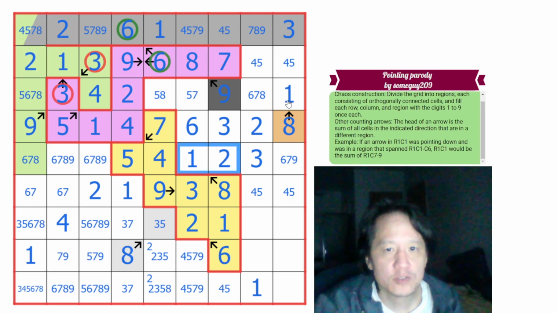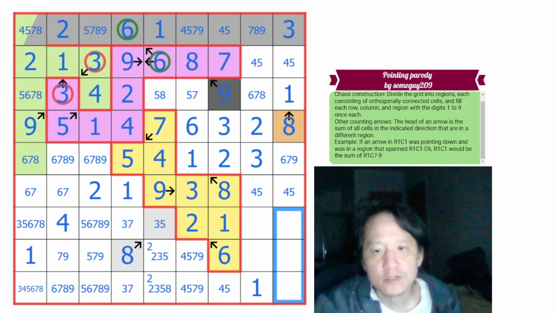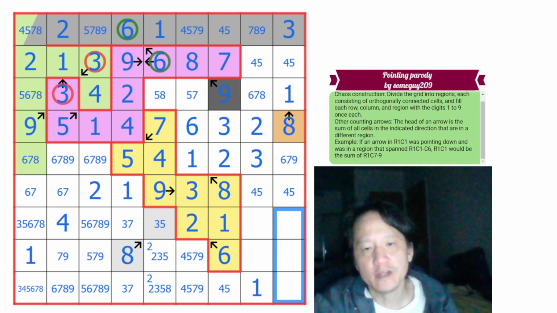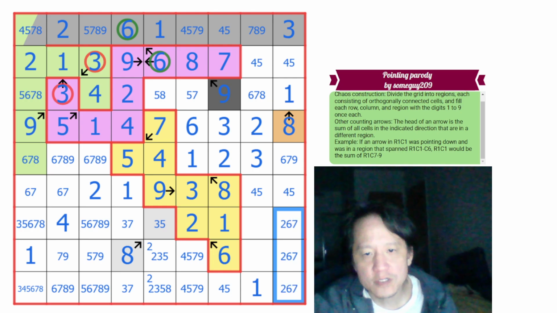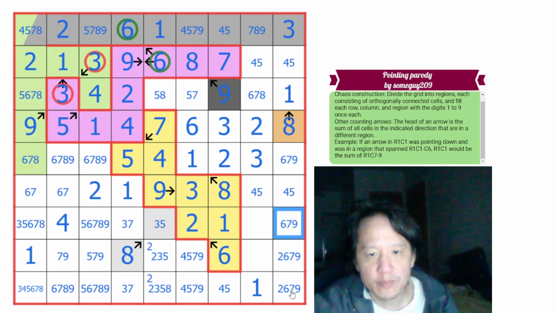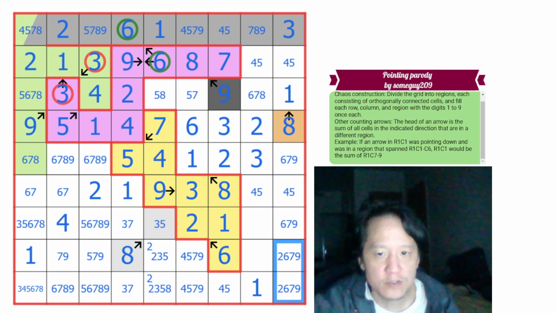One of the 1s goes with this 2. This 1, therefore, has to go with a 2 here somewhere. So this can't be 1, 3, 4, 5, or 8. So this is 2, 6, 7, and 9. This can't be 2. One of these is 2.